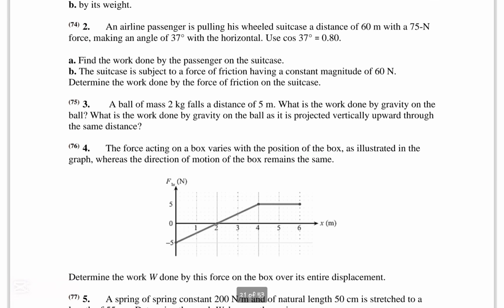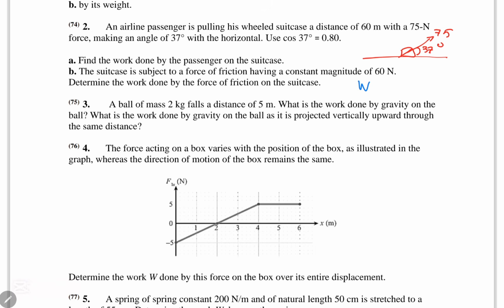It says an airline passenger is pulling his wheeled suitcase a distance of 60 meters with a 75 Newton force, making an angle of 37 degrees with the horizontal. So we have a horizontal, we have the suitcase, we have a force of 75 newtons, and the angle is 37 degrees. So what's the equation to find the work done?